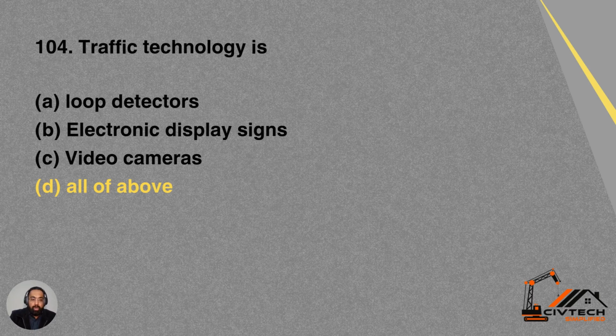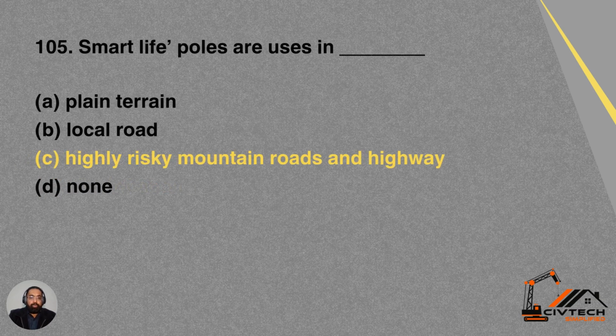Loop detectors are also covered under traffic signals and technology. Electronic display signs are also there to support drivers at any message conveying point, and video cameras are also used on highways for monitoring traffic speeds and so on. So all these are correct options. So D, all of the above, is the correct answer for this question.